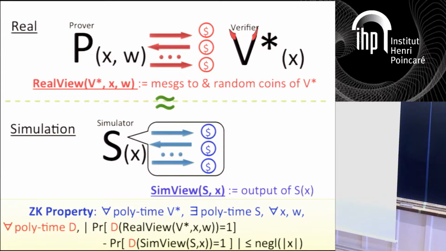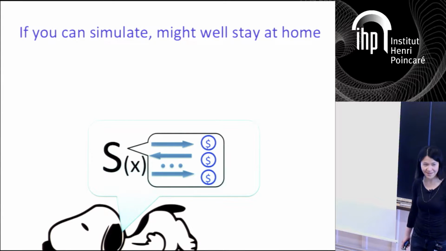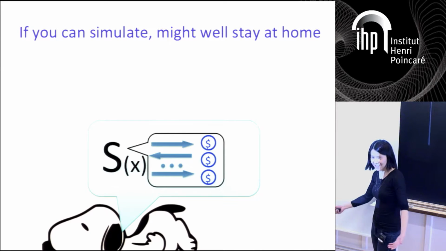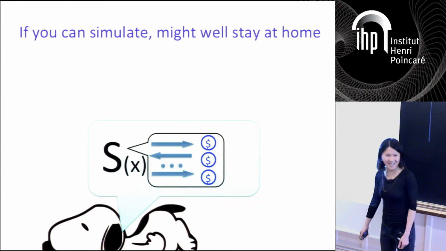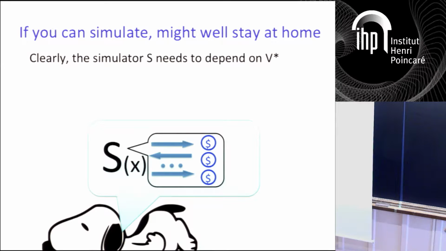All right. Is it very clear? Okay. So a bit complicated now. But all in all, what is zero knowledge? How do you say that the interaction conveys no information? It means that if you can simulate, one might as well stay at home. No need to interact with anyone, go out and send messages over and over. Just lay down at home and think about a simulated view.